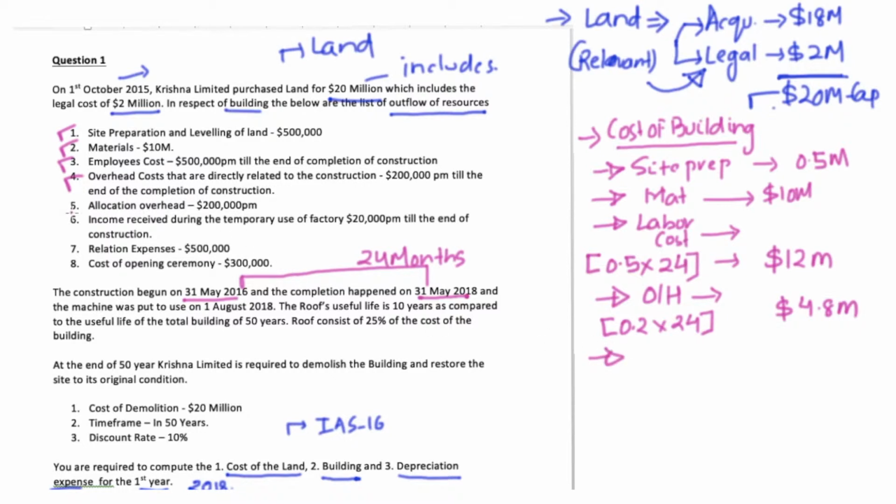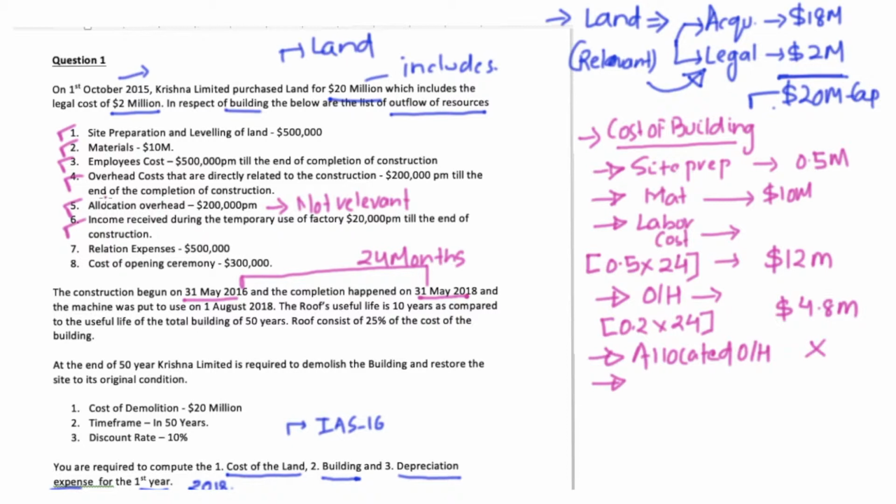Now, another allocated overhead was 0.2 million as well. So do we need to capitalize it or do we need to expense it? What do you mean by allocation? Allocation means that we have a fixed commitment that this much amount we will spend on overhead, on other indirect expenses. Even though we do not construct, even though we do not purchase the asset, this expense is going to be incurred. So this is not relevant for me because anyway I will be spending $200,000. Hence, this is not a relevant cost and it is not going to get capitalized.